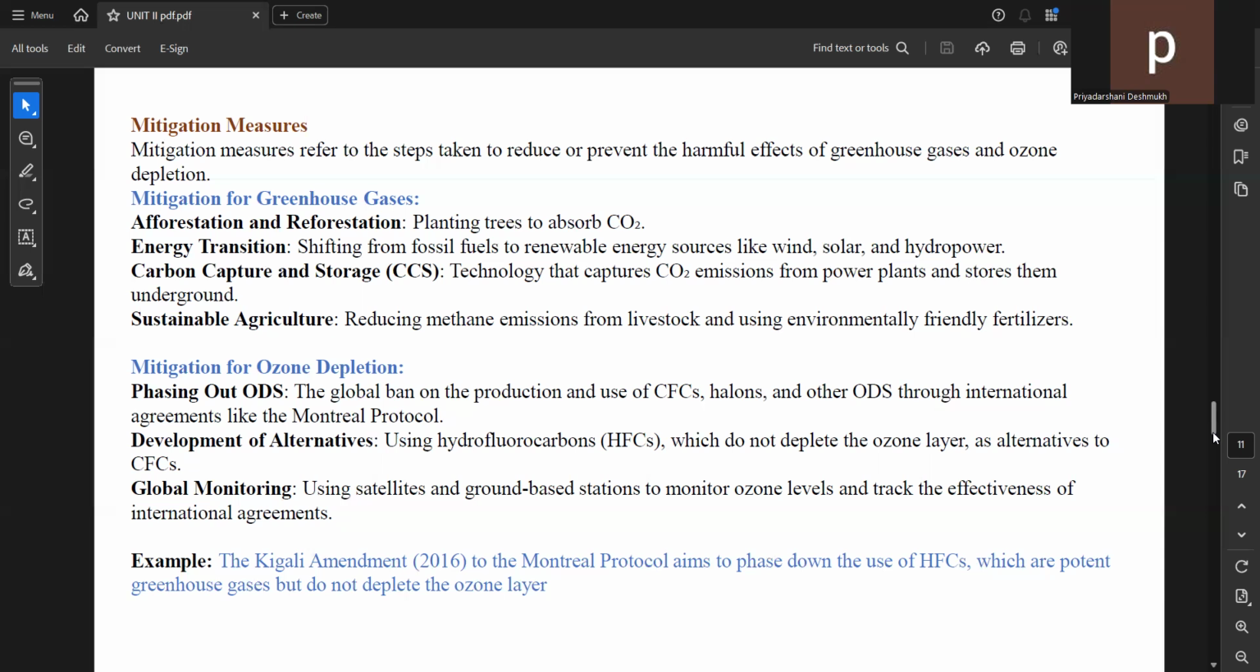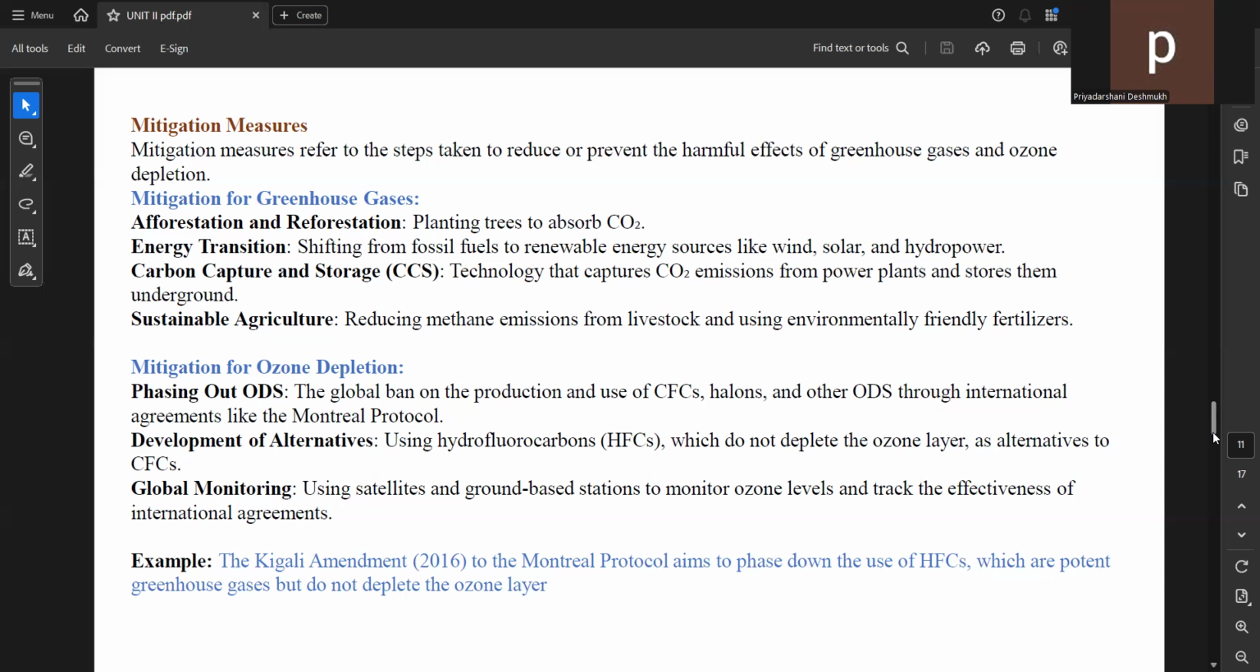Global monitoring. That means what? With the help of satellites and ground-based stations, we monitor the ozone levels and track the effectiveness of the international agreements. That means there are various agreements that are going to take place, so they should be monitored continuously. This can be done with the help of global monitoring, that is with the help of satellites. So these are the main steps for the mitigation of ozone depletion.